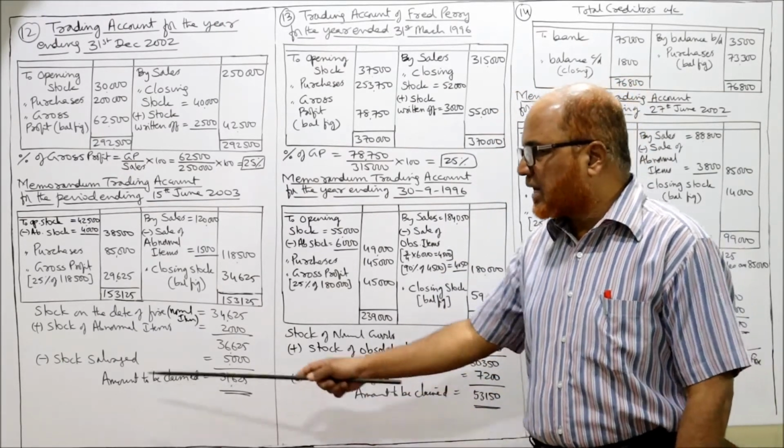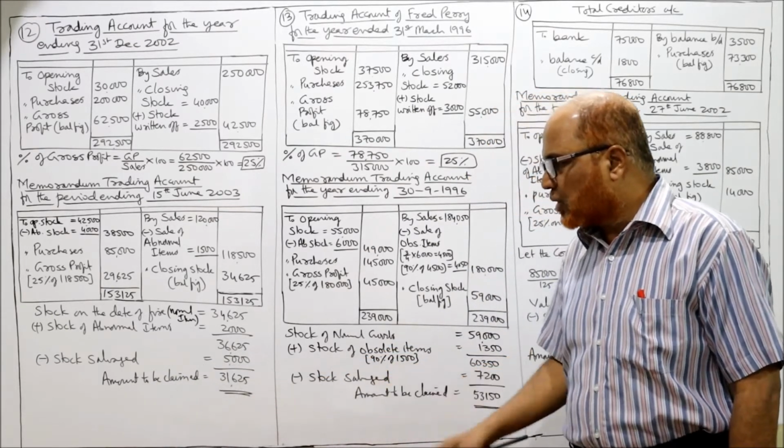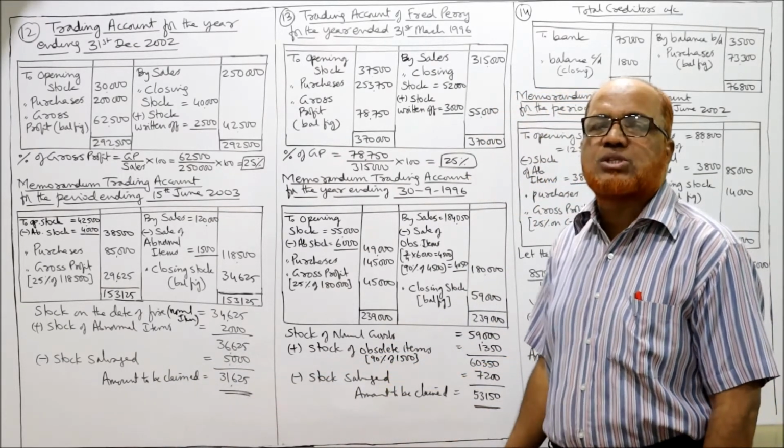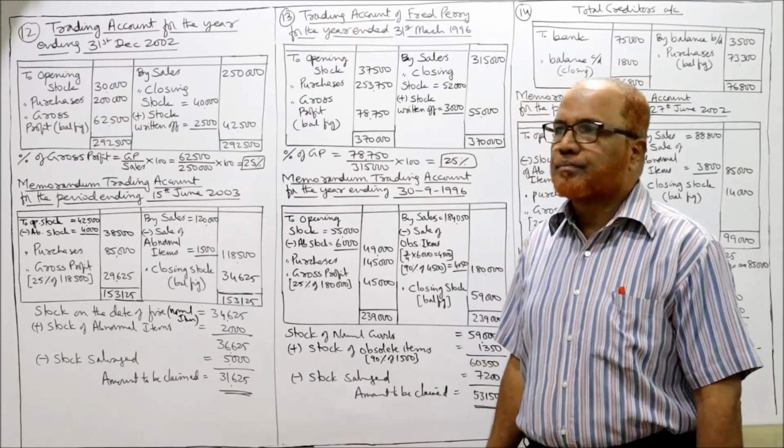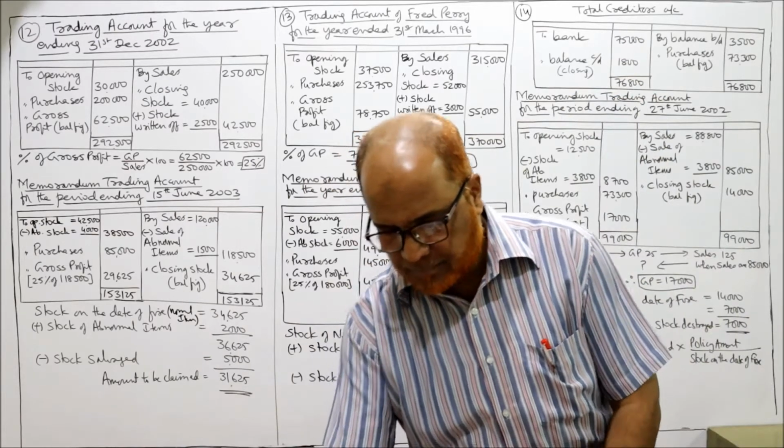Now from this we subtract salvage value 5,000. So remaining amount to be claimed from insurance company is 31,625. That's all. This is the problem number 12. Now we'll come to problem number 13.